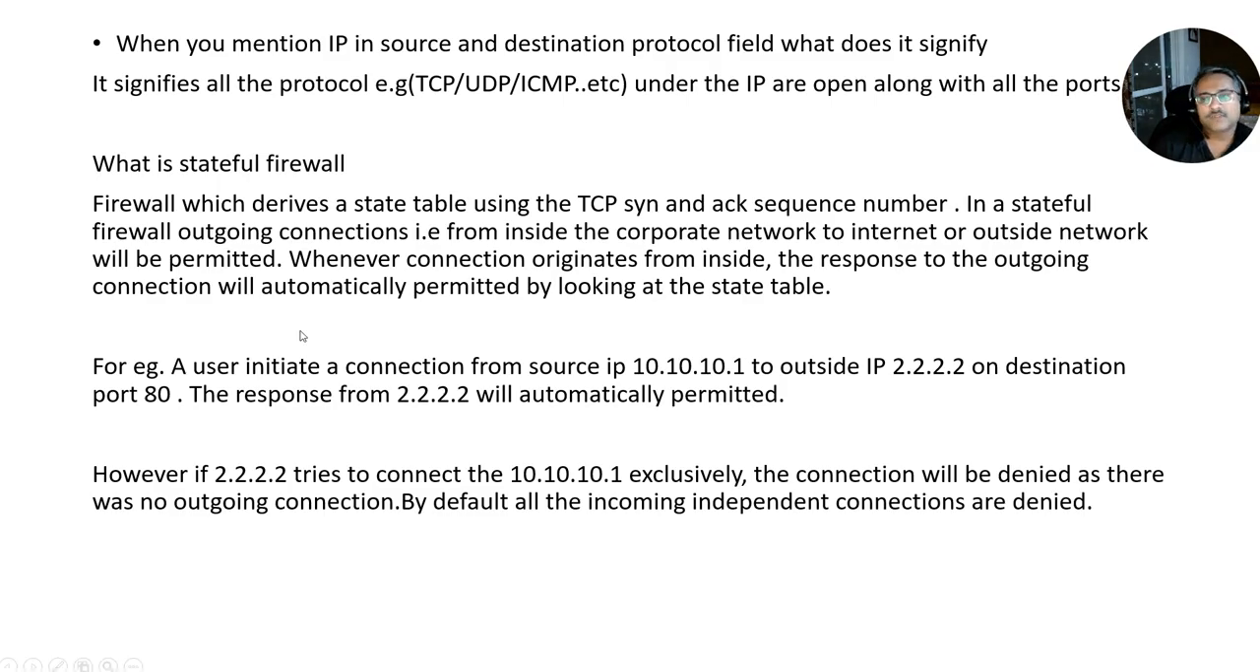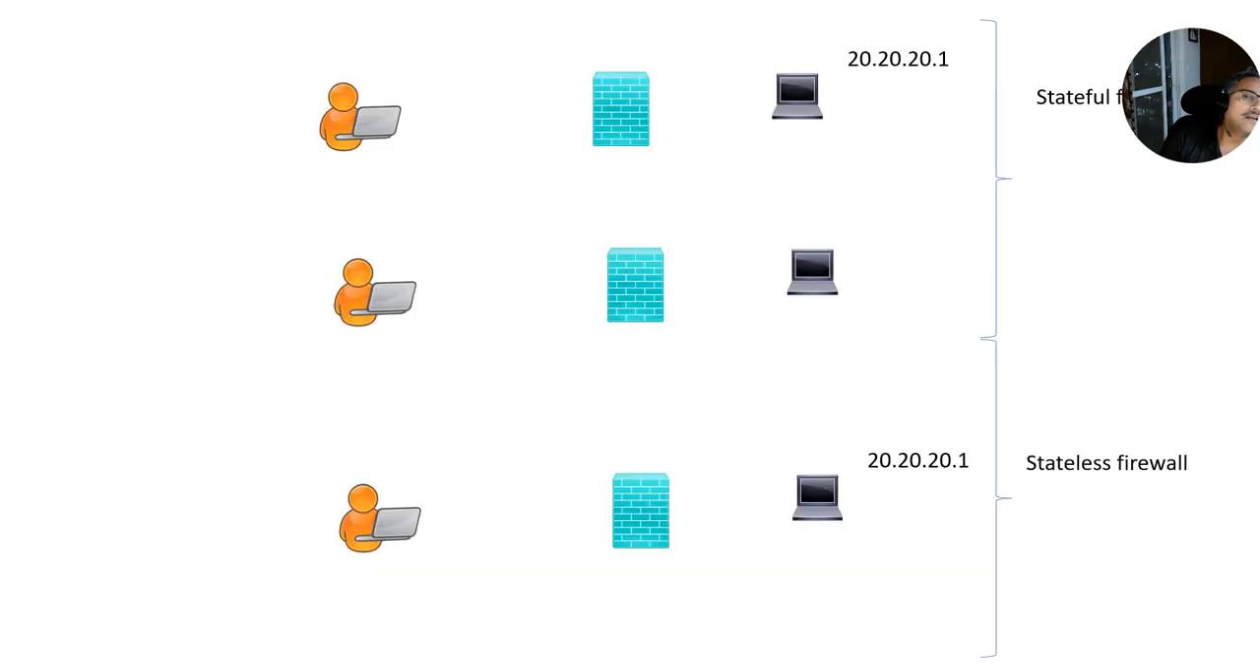Correct. So this is what I have explained in the slide: a user is initiating a connection from source IP 10.10.1 to outside IP 2.2.2 on destination port 80. The response from 2.2.2 will automatically be permitted. However, if 2.2.2.2 tries to connect to 10.10.1 exclusively, meaning if he sends an independent connection, then that connection will be denied, as there was no outgoing connection in the state table. So by default, all the incoming independent connections are denied.